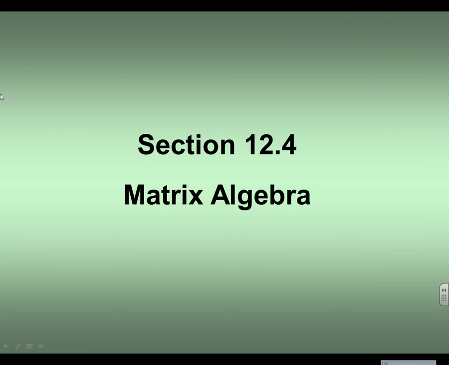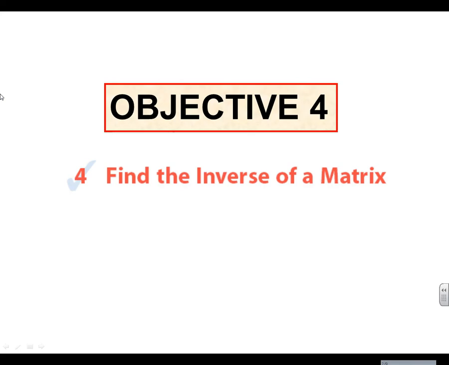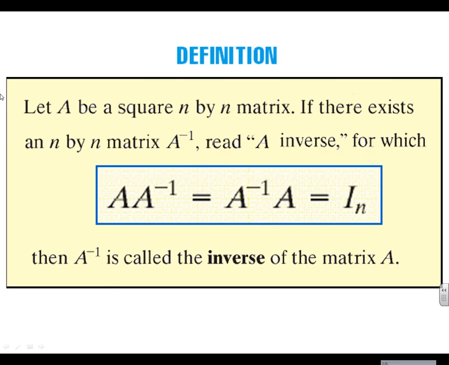Okay, let's finish up section 12.4, our matrix algebra section. This is 12.4b. And so we have two objectives here, objectives 4 and 5. First one, objective 4, find the inverse of a matrix. Okay, so what is the inverse of a matrix?